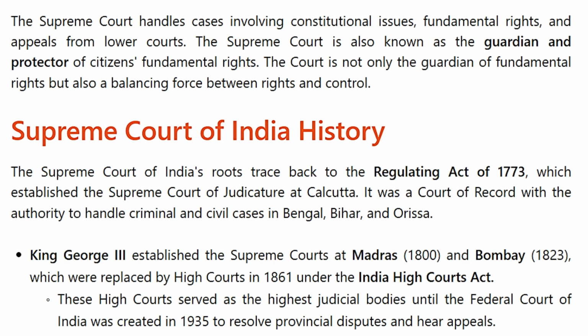King George III established the Supreme Courts at Madras, 1800, and Bombay, 1823, which were replaced by high courts in 1861 under the India High Courts Act. These high courts served as the highest judicial bodies until the Federal Court of India was created in 1935 to resolve provincial disputes and hear appeals.